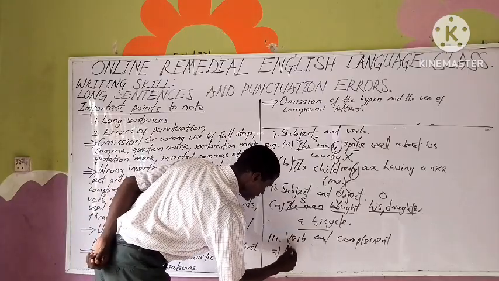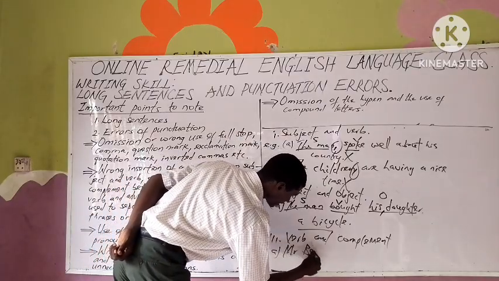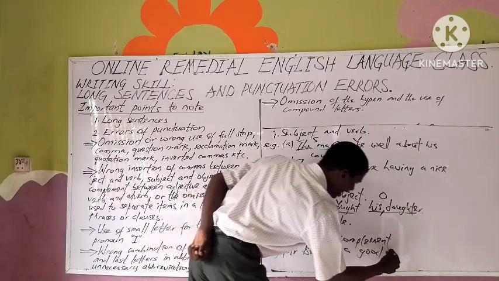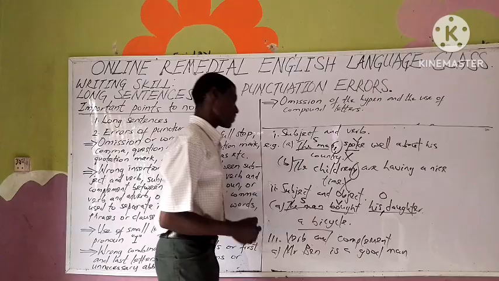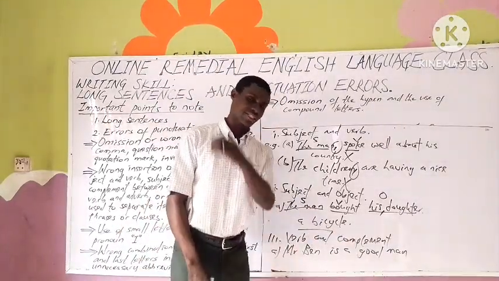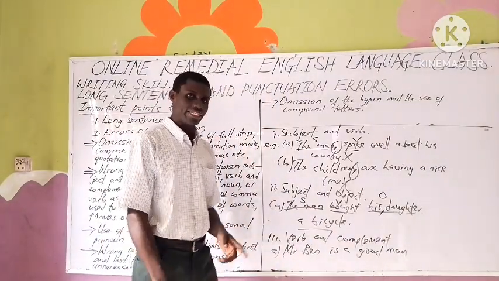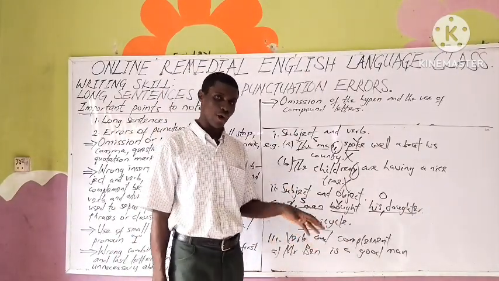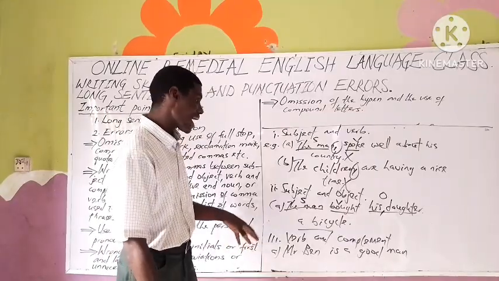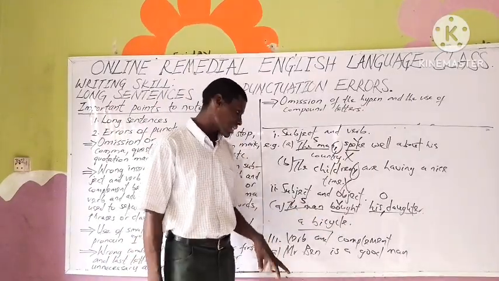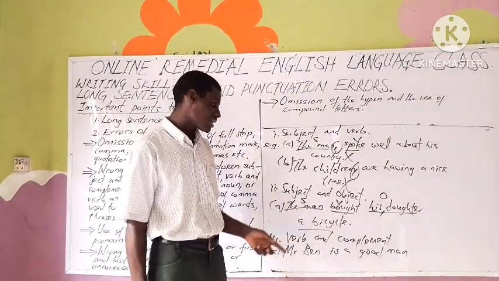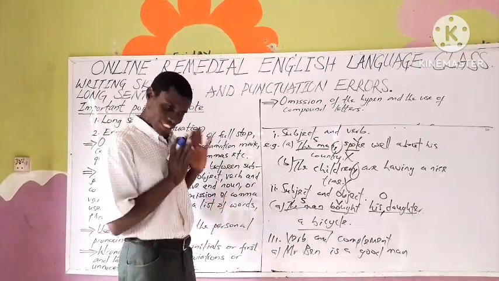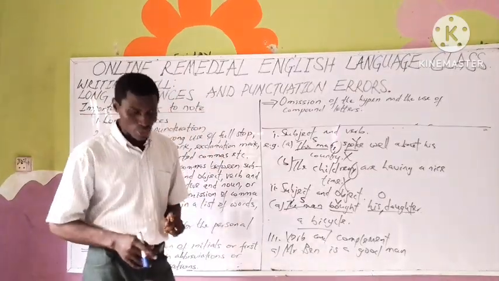A. Mr. Ben is a good man. Who is a good man? Complement is from the word complete. It always refers back to either the subject or the object in the sentence. For the subject, it is called subject complement; for the object, it is called object complement. But I just want to focus on the wrong use.